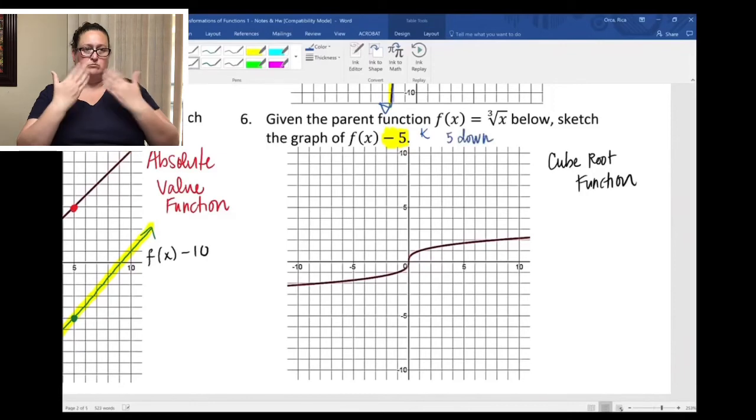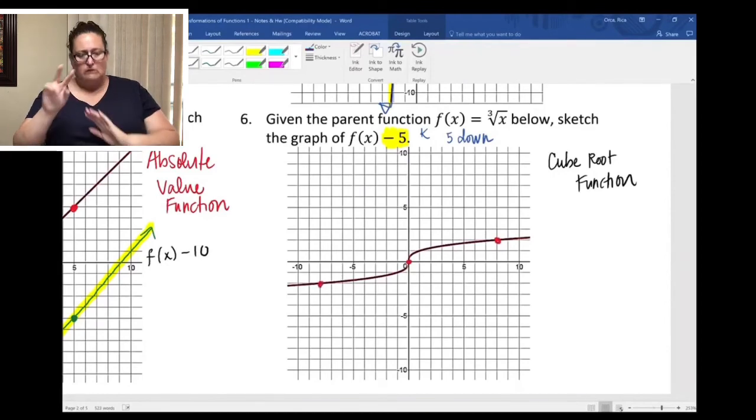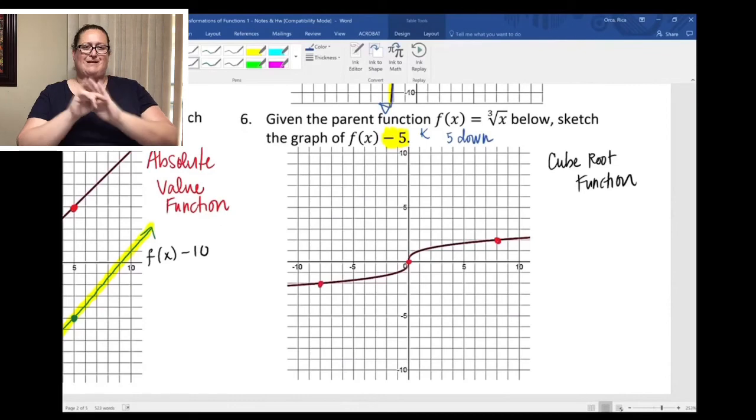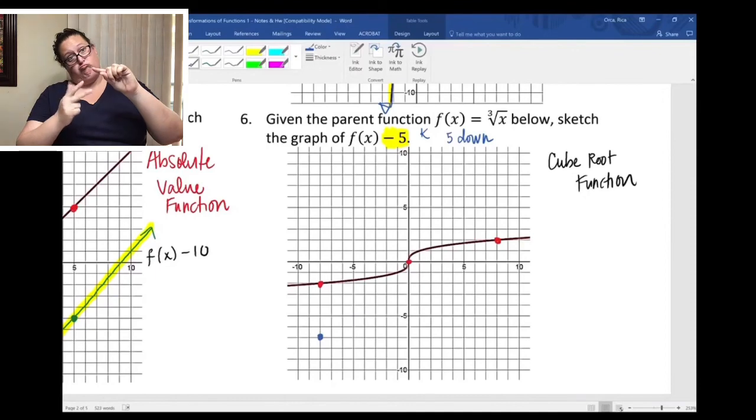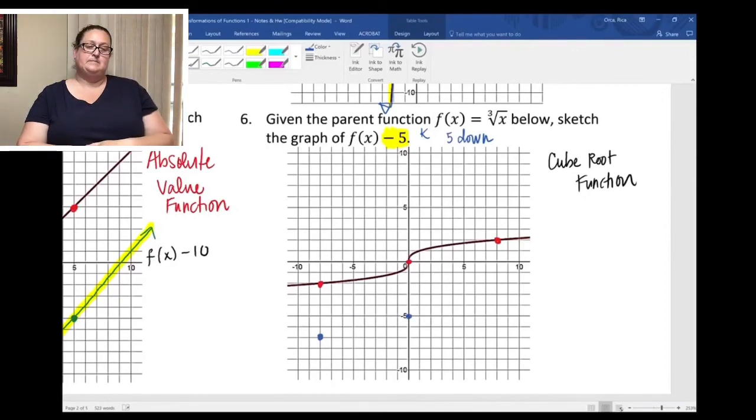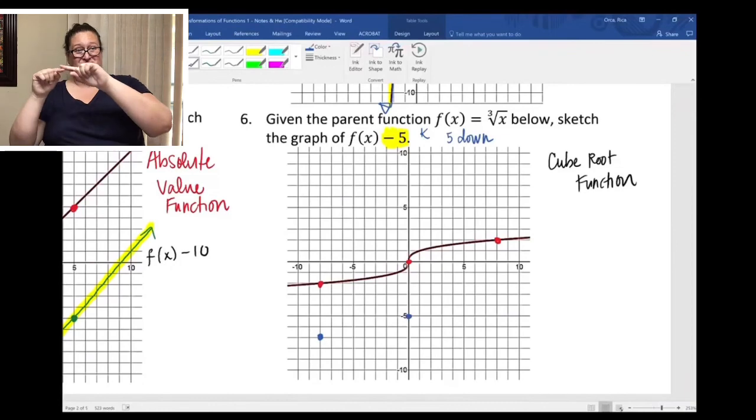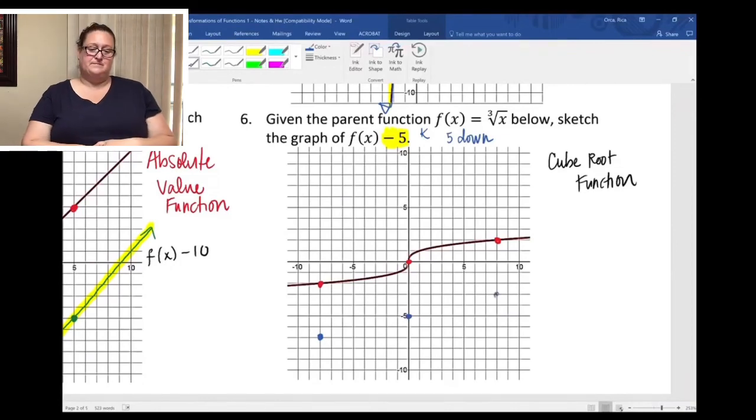So go ahead and pick 3 points from the graph and move the points 5 units down. I'll pick 0, 0, 8, 2, and -8, -2. Let's move -8, -2 5 units down. 1, 2, 3, 4, 5. Let's move 0, 0, 5 units down. Let's move 8, 2, 5 units down. Draw the graph.